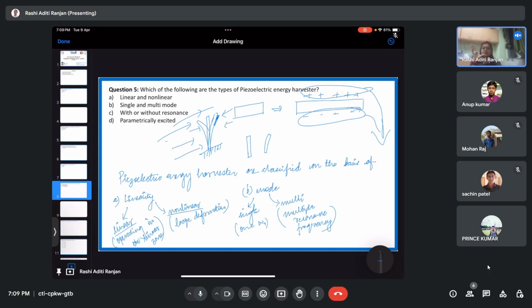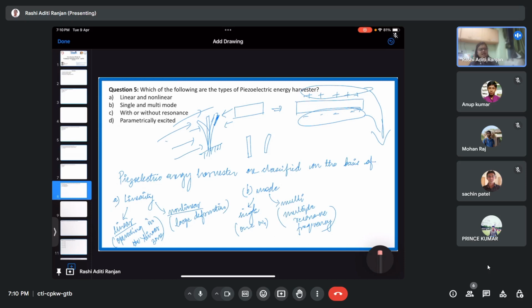Any of the forms it can take. It can have multiple things also. Like it could be a simultaneously excited multi-mode nonlinear energy harvester. An energy harvester which is behaving nonlinearly, which is having multiple degrees of freedom, and which is excited simultaneously. All the three things. Okay, so these are the types by which I can actually define which kind of piezoelectric energy harvester it is. See, it would depend now.